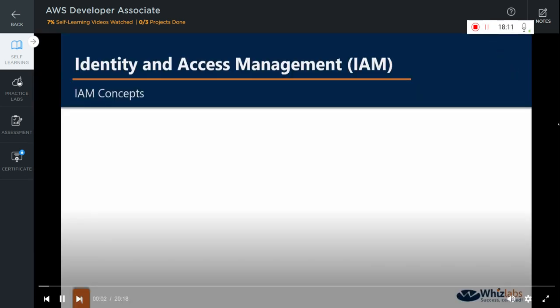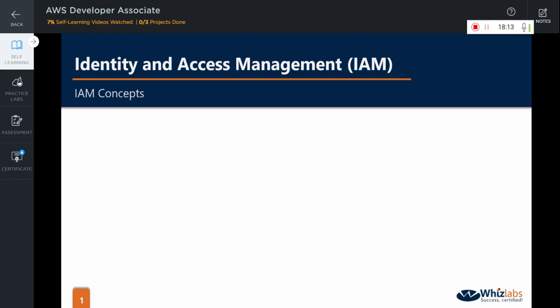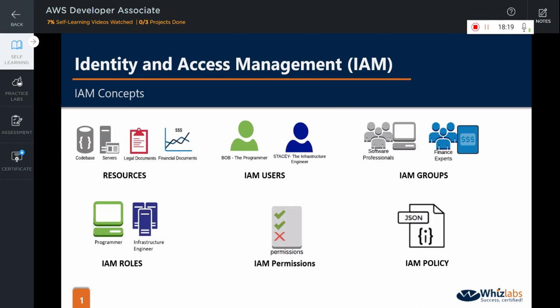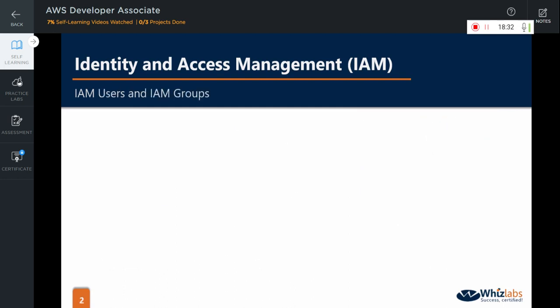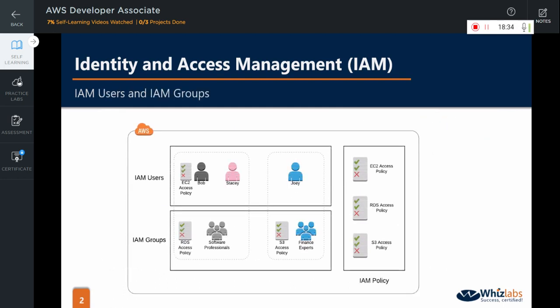In this video, we are going to learn and create IAM users and IAM groups. In the introduction to IAM video, we saw the example of users, that is Bob the programmer and Stacy the infrastructure engineer. We also had groups such as software professionals, legal experts, and finance experts, etc. For our further understanding, we are going to create IAM users, IAM groups, and IAM policies as shown here.